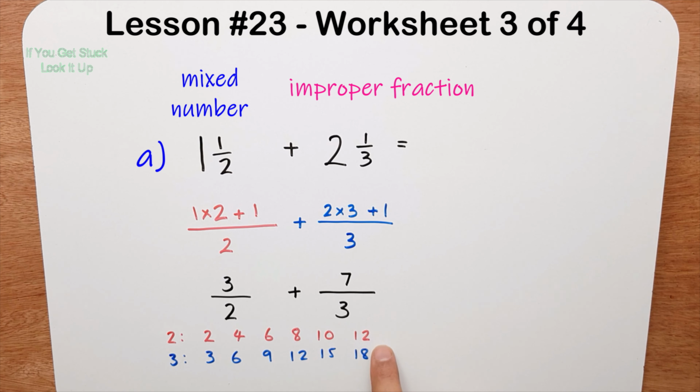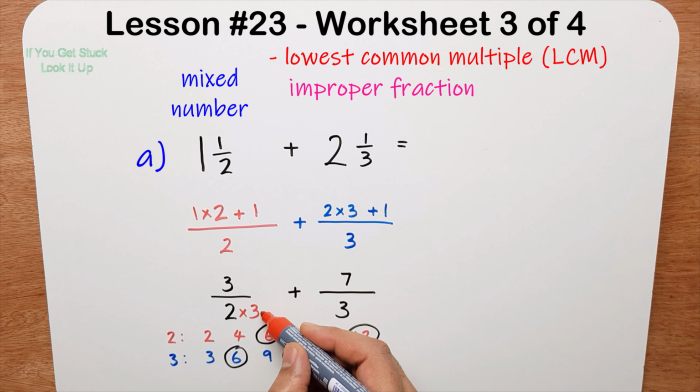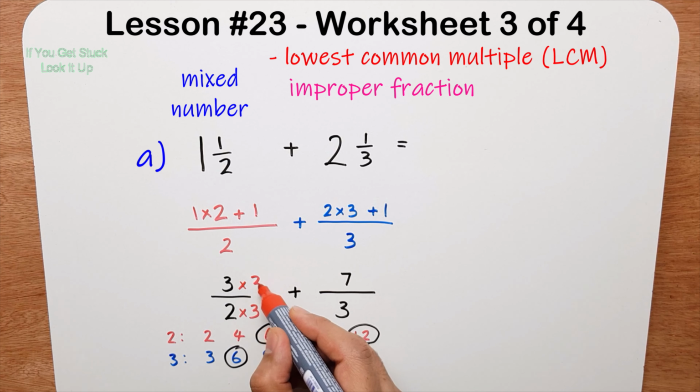Now if I look at the top list and the bottom list, I need to find the numbers that are common. So I can see there's a 6, there's a 6, and there's a 12, and there's a 12. But I want the lowest common multiple, so I want the smallest number, and it's a 6. Now how do I turn this 2 into a 6? 1, 2, 3. I multiply the 2 by 3 because it's the third number along. That's one way of looking at it. And whatever I do to the bottom number, I do to the top.